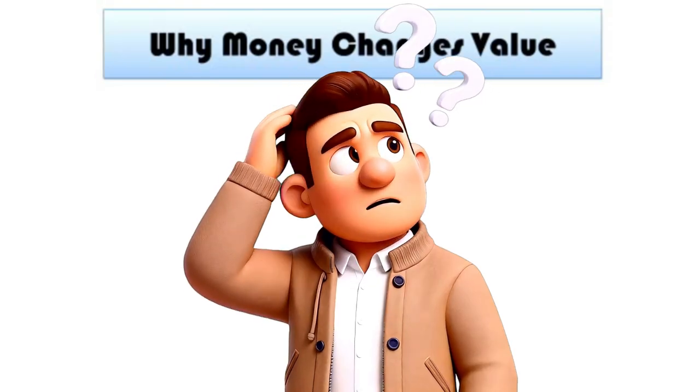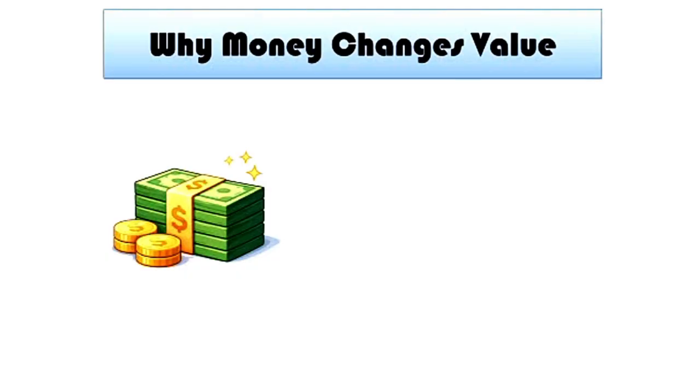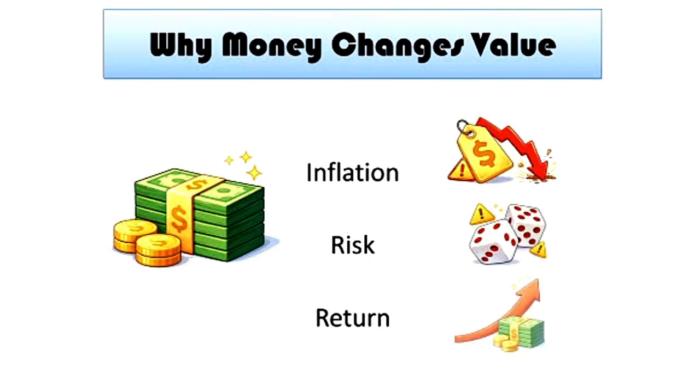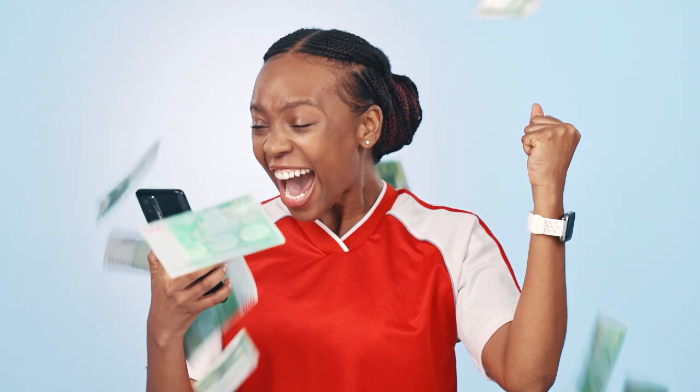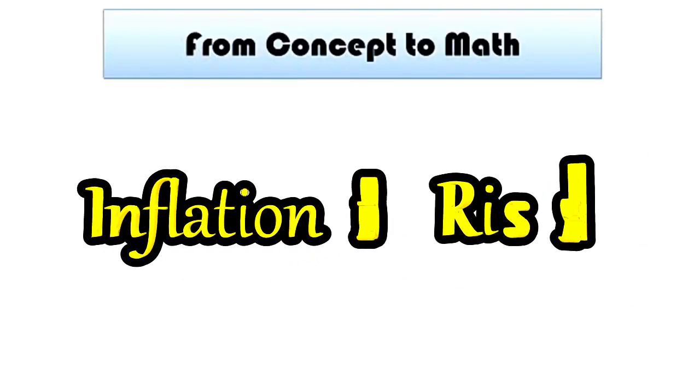To answer that question, there are three key factors that explain why money changes over time: inflation, risk, and return. Inflation reduces what money can buy. Risk reflects uncertainty about receiving money in the future. And return, driven by the interest rate, determines how fast your money grows when you invest it. If you're financially motivated and thinking smart, you want your money working for you, not losing value to inflation and risk. That's exactly why timing matters.